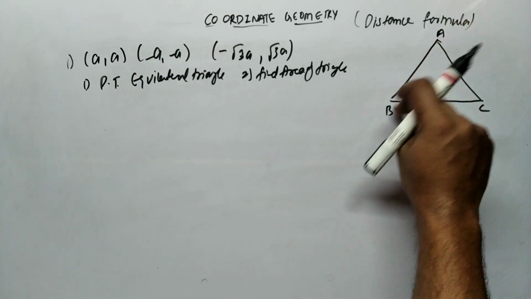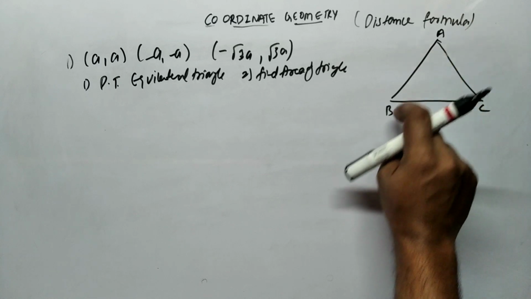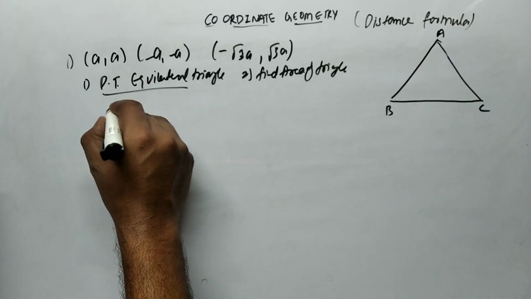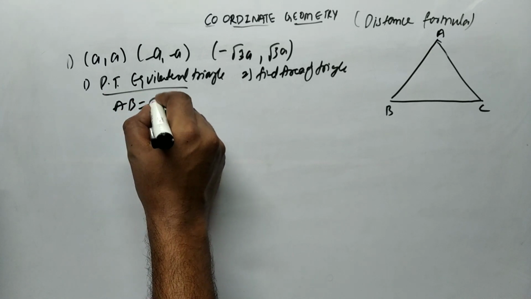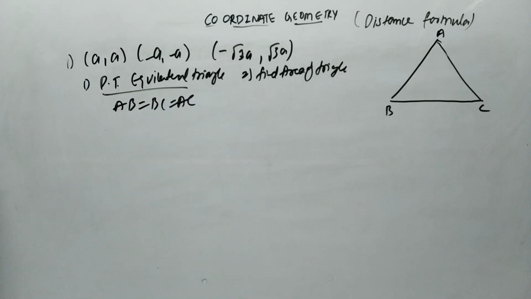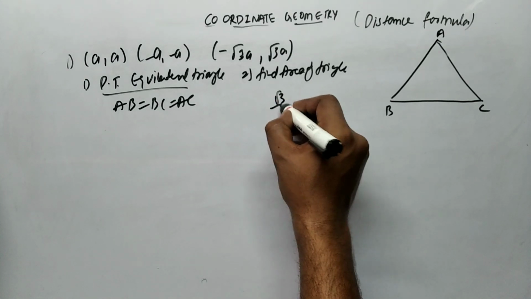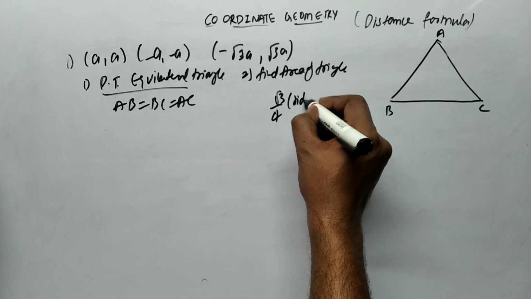In the vertices of an equilateral triangle, all the sides will be equal. So AB will be equal to BC, and BC will be equal to AC. To prove this condition, we will prove AB equals BC and BC equals AC. To find the area of the triangle, you need to take the help of the formula. The formula is root 3 by 4 side square.